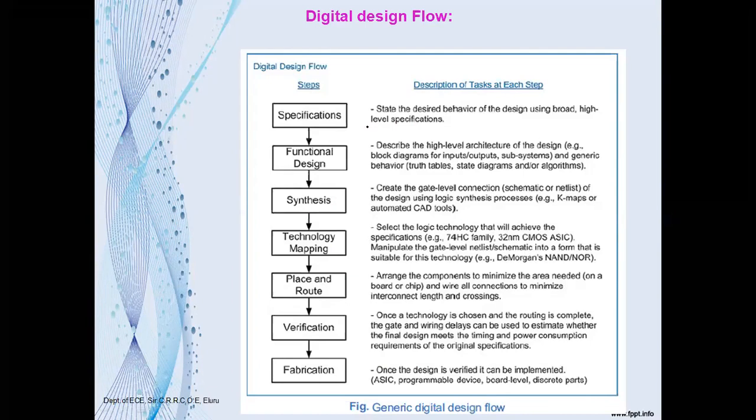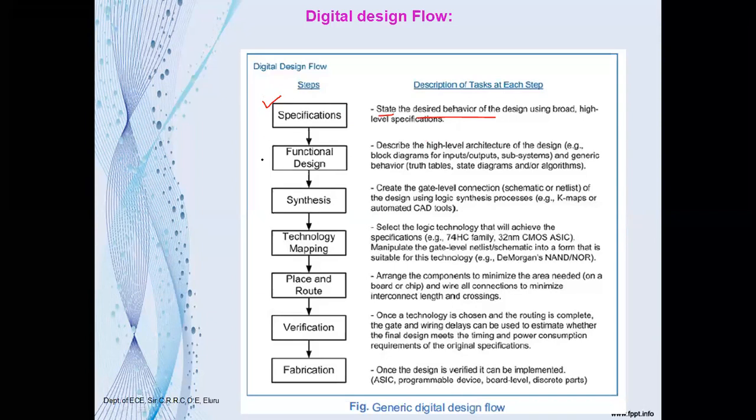The first one is the specifications. For any digital system, we should come up with the desired behavior of the circuit. What we want to have exactly is very important. So in the specifications, we state the desired behavior of the circuit. For example, we want to design a full adder circuit. That is the specification, with three inputs and two outputs. That is what we want to design in the digital system.